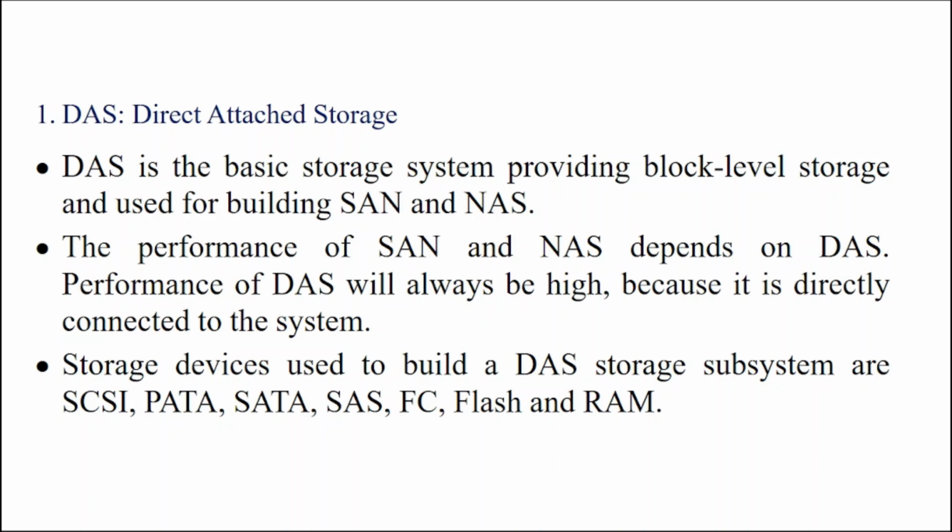Okay, it is slower. So this DAS is what? Little bit slower. Understood? Okay, so this is the thing, and it can be used to make SAN and NAS, and it is directly connected to your system. Now storage devices used to build a DAS storage devices are SCSI, PATA, SATA, SAS, FC, flash drive, RAM. All these things are the part of your DAS because it is directly working over the physical drives.